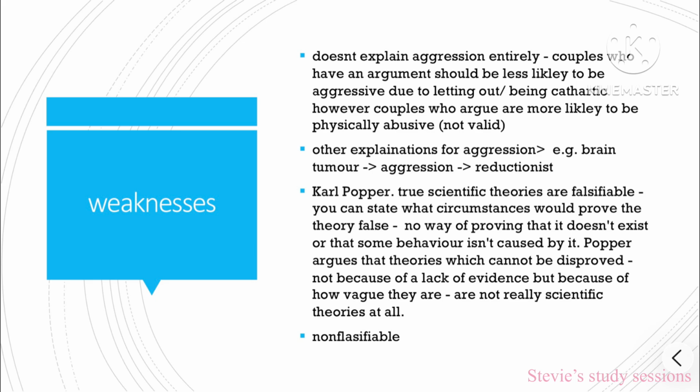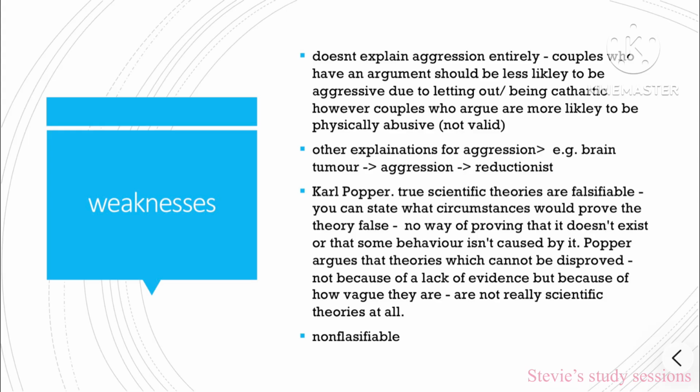Weaknesses of the theory then. It doesn't explain aggression entirely. Couples who have an argument should be less likely to be aggressive due to letting out aggression. However, couples who argue are more likely to be abusive. Therefore, the theory is not applicable or valid. Other explanations for aggression.